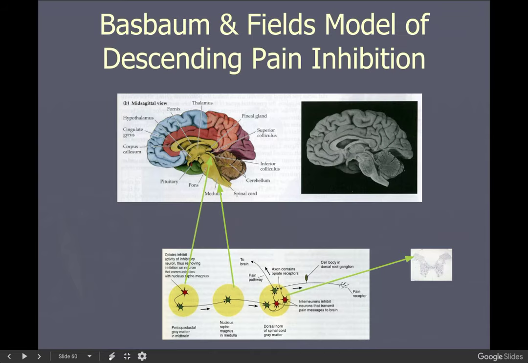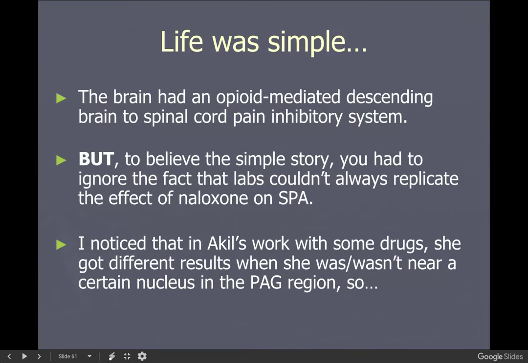This is from an earlier textbook. Raphe magnus shows up in here. Not so important to this talk. So life was simple. The brain had an opioid-mediated descending brain to spinal cord pain inhibitory system. But to believe the simple story, you had to ignore the fact that some labs couldn't replicate the effect of naloxone. They could produce analgesia, but they couldn't block it.